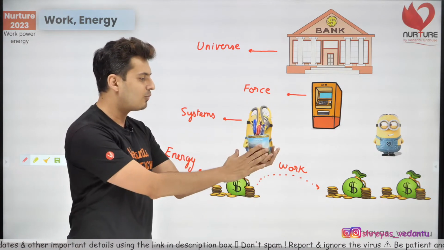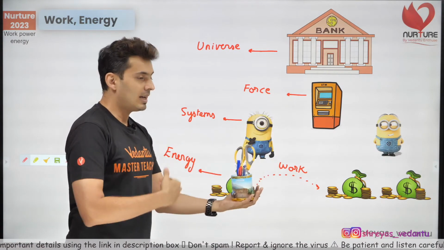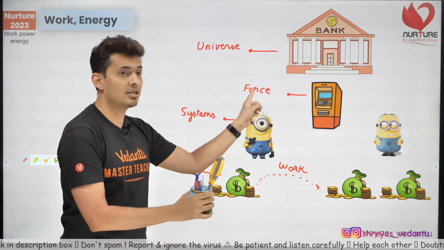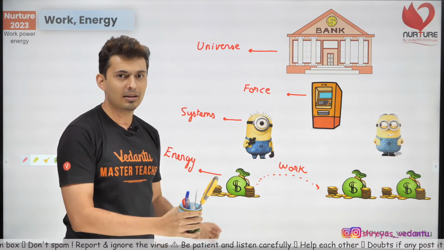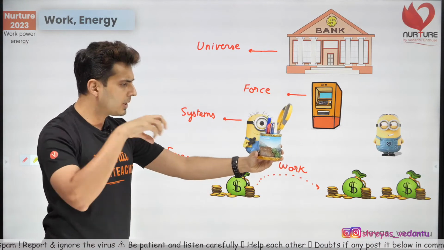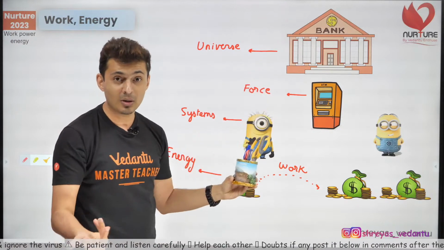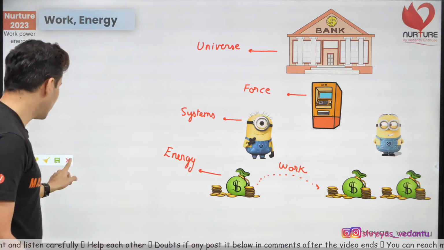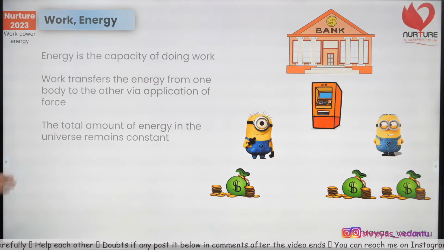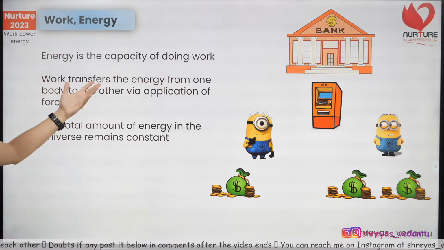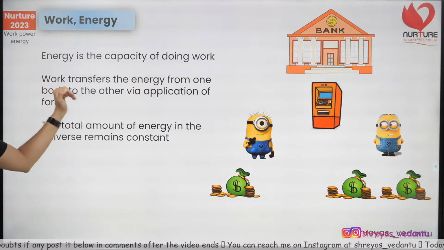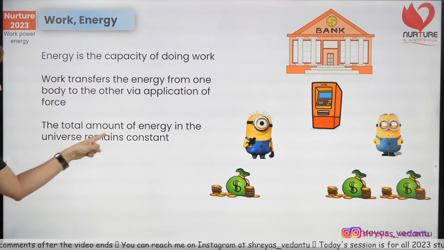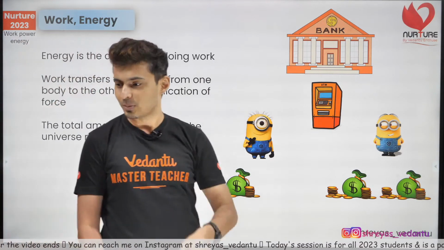Yes, so I have done some work on this pen stand. Energy got transferred. That agent, who is that agent? Force. Look at this. There is a normal force. So you need an agent. Without that agent, you cannot transfer the energy. I cannot say some magic chant, and okay, energy got transferred. No, it's not going to happen. That's physics. You need some force for the energy to get transferred from one body to the other. So energy is the capacity of doing work. Obviously, work transfers the energy from one body to the other body by the application of force. That's the agent. The total amount of energy in this universe remains constant. I hope this is very, very clear.